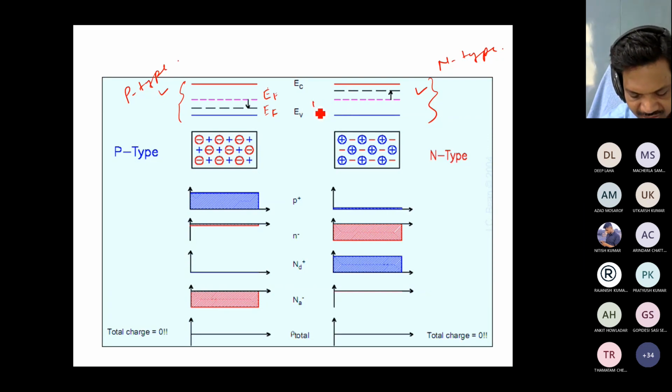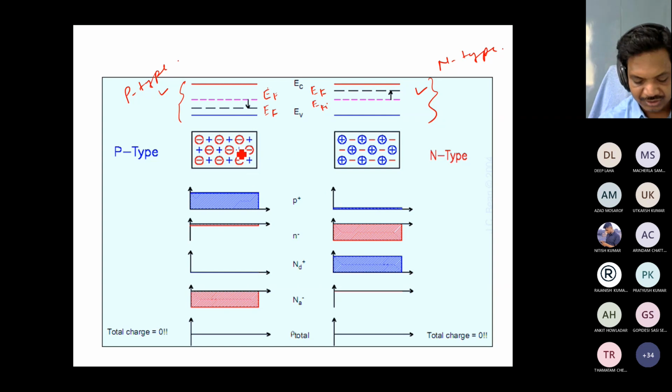Similarly, it is the intrinsic Fermi energy level, and it is moved towards the conduction band. This indicates that the donor atoms provide the electrons, more electrons are there, and that leads to moving the Fermi energy towards the conduction band.